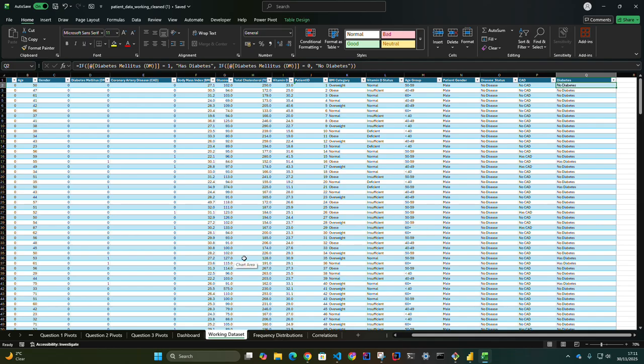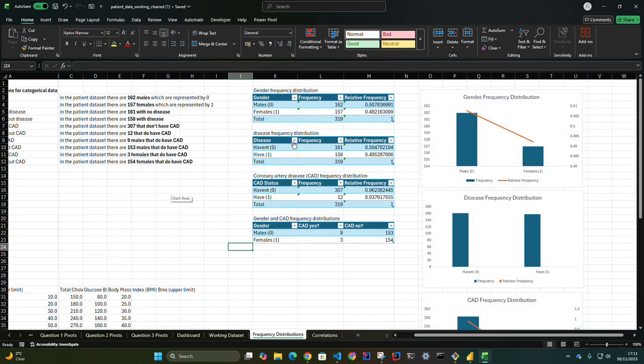So next I'm going to show you my frequency distributions. You can see here that the gender frequency distribution, so 162 are males, 157 are females. It's kind of a balanced data set, as 50.8% are males and 49.2% are females. So it's almost a 50-50 split.